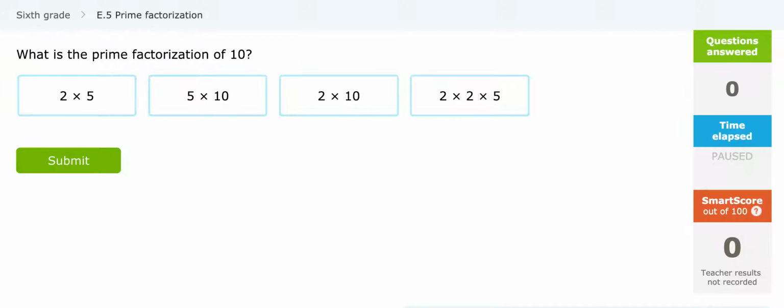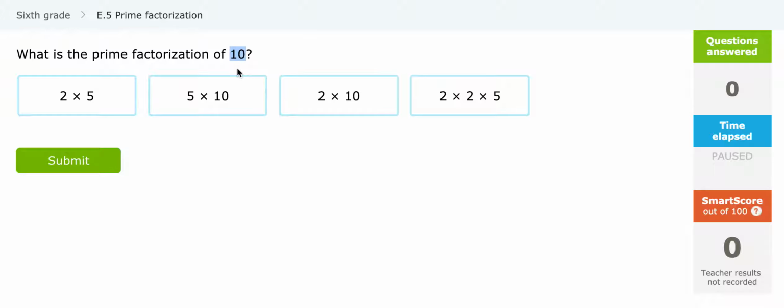and try to see if we can solve the 6th grade E5 prime factorization. So again, when we think about prime factorization, it is essentially two words. One is prime, the other is factorization. A factor of a number would be anything that can divide, like in this case 10, evenly. So the factors of 10 would be 1, 2, 5, and 10.